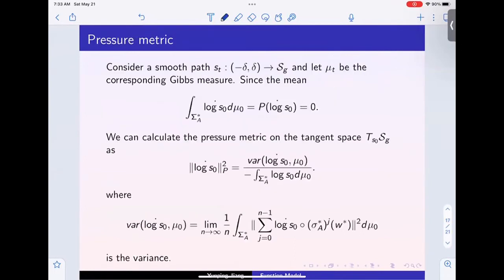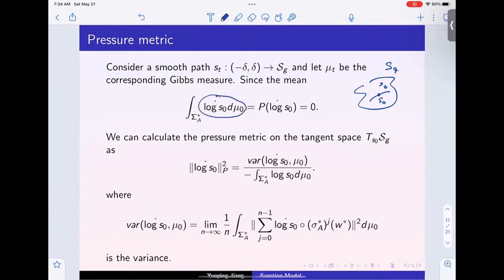Now you can define something called a pressure metric on the space of scaling functions. What is the pressure metric? You take a smooth curve, S_t here, passing through some point S0. Then you take a log. Then you take a derivative.